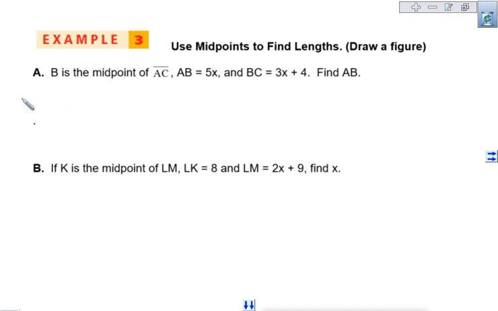So again, we need to draw a segment. And what are my endpoints? A and C. Where does B go? On this one, it does go in the middle because it says midpoint. Make sure you're reading today. Midpoint tells us a lot. It tells us that these segments are congruent, so I can put tick marks on them and remind myself that those two things are equal.